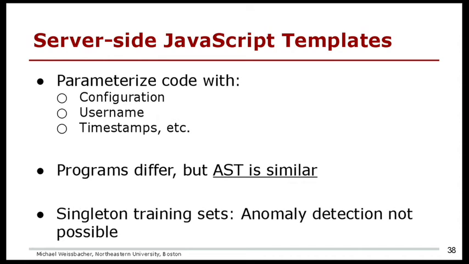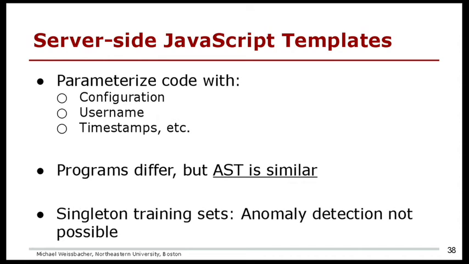Okay, and these server-side JavaScript templates. So what we noticed is the sites are generating this JavaScript code either with configuration based on the user properties, or the username can be included, timestamps, password, salt, things like this. And many of these top 50 sites are using these techniques. So the issue, of course, is for us, we couldn't easily tell whether two programs are the same. Also, the ASTs were not always the same, they were only similar.